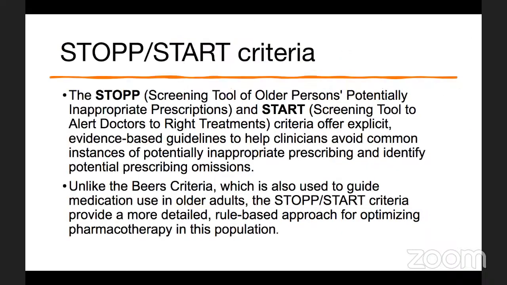There is another criteria called STOPP/START criteria. The difference between the STOPP/START criteria and Beers criteria, which is also used to guide medication in older adults, is that the STOPP/START criteria provide more detail, a rule-based approach for optimizing pharmacotherapy in this population. STOPP means screening tool of older persons' potentially inappropriate prescriptions, and START means screening tool to alert doctors to right treatments. This criteria is usually used to help clinicians avoid common instances of potentially inappropriate prescribing and identify potential prescribing omissions.